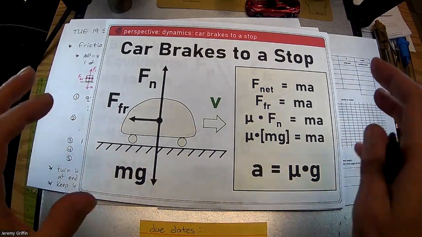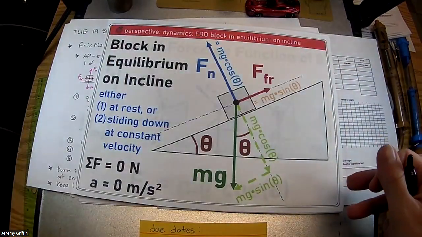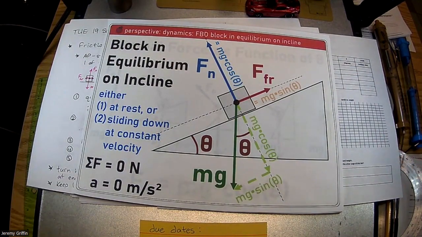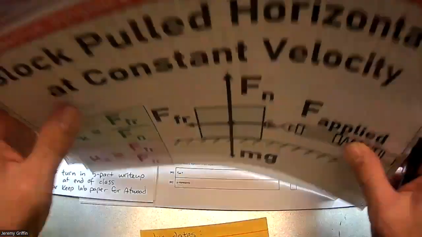Here's the proof right here. Be able to do this, because I wouldn't be surprised at all if that could be like an FRQ that AP asks you. Okay, this is getting to the second half of the lab. We're going to hang tight on that.